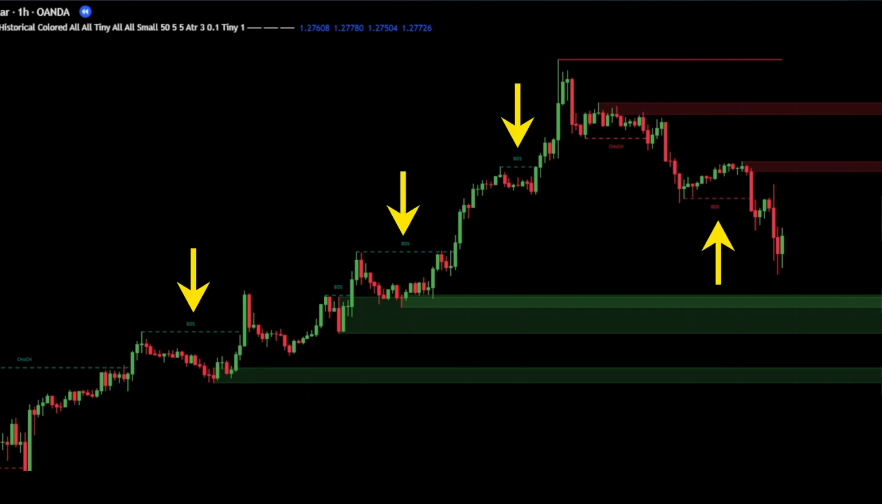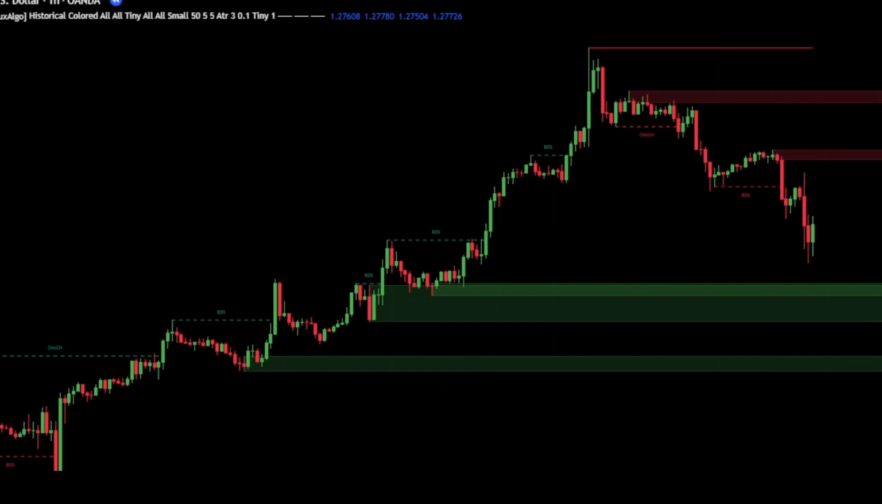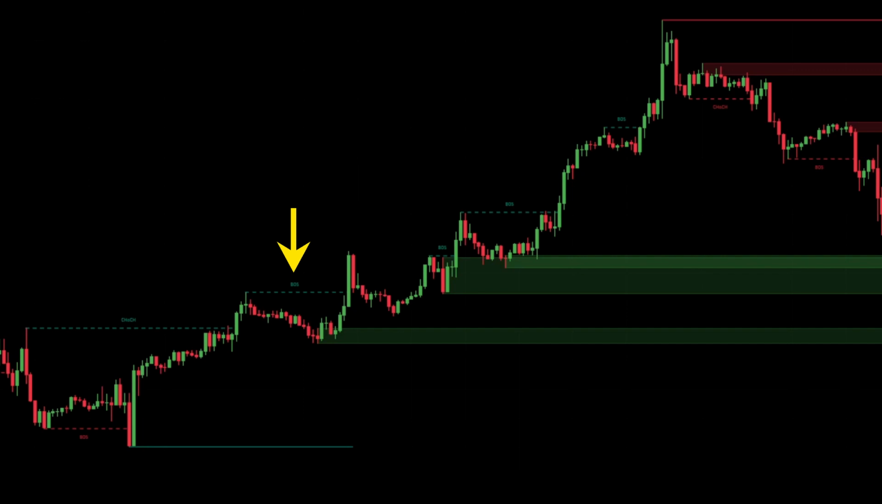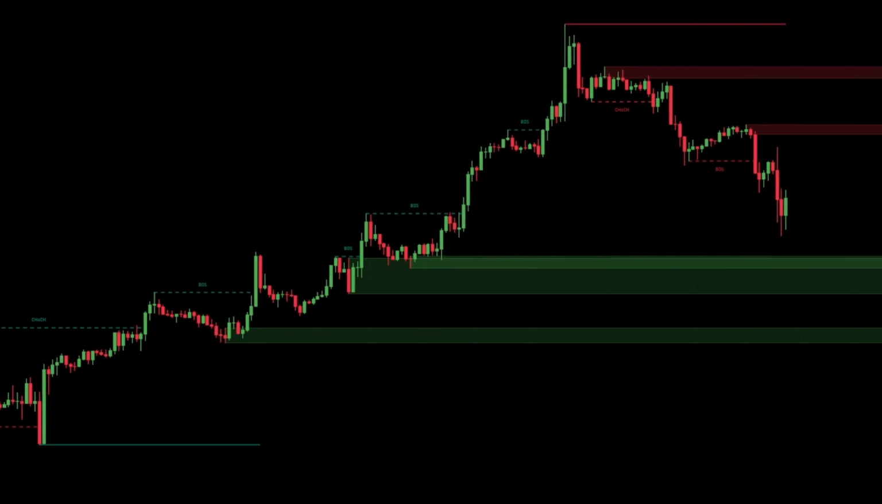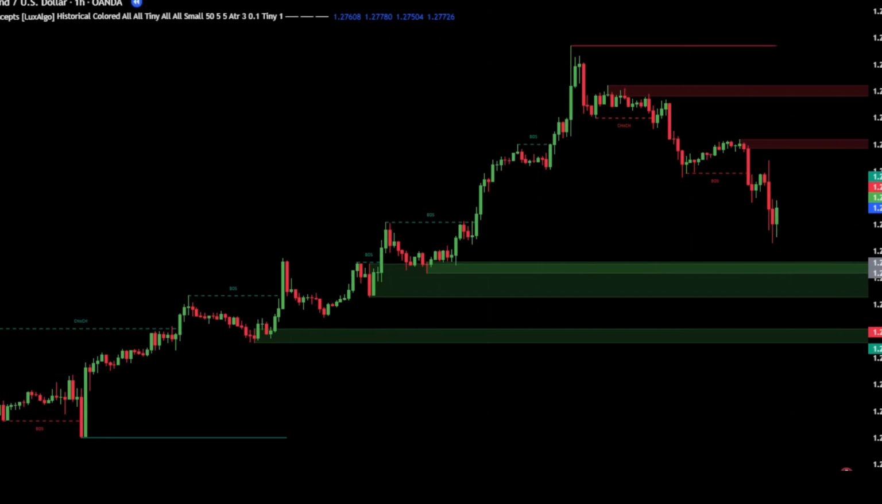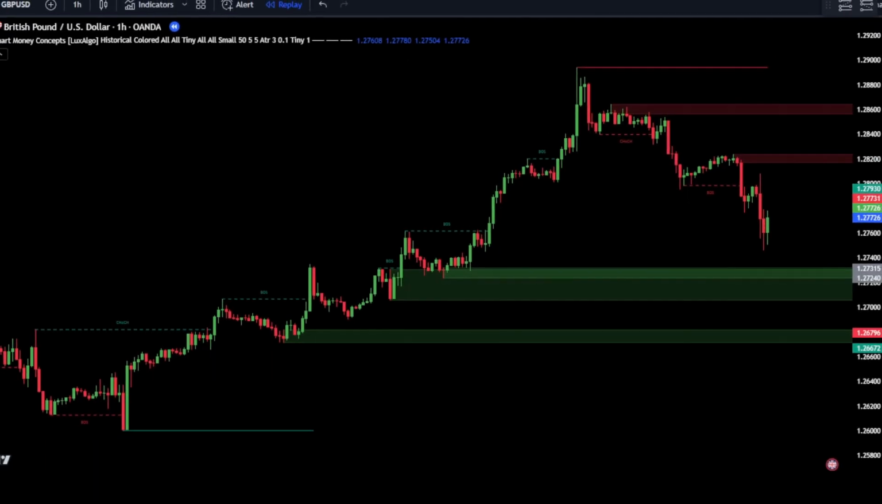The BOS signal will appear if the indicator detects a continuation of the current trend. For example, if a green BOS signal appears, it means the indicator detects a possible continuation of the bullish trend in the market. If a red BOS signal appears, it means the indicator detects a possible continuation of the bearish trend. Now, add the second indicator that will guide you in placing orders in the market.